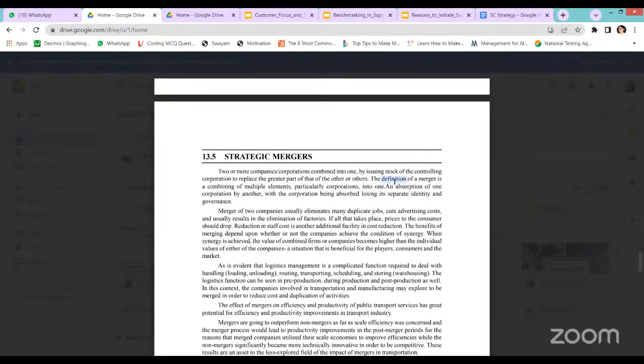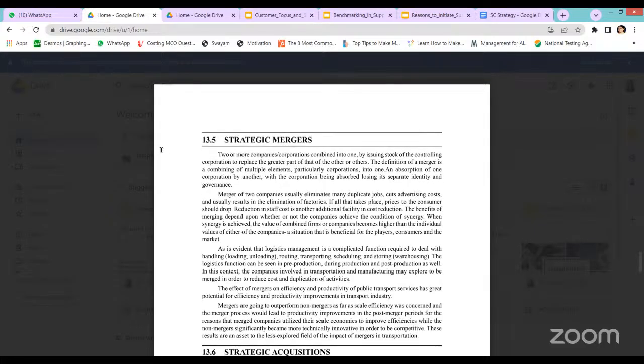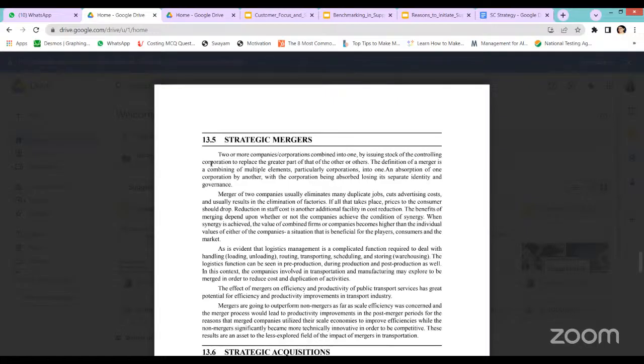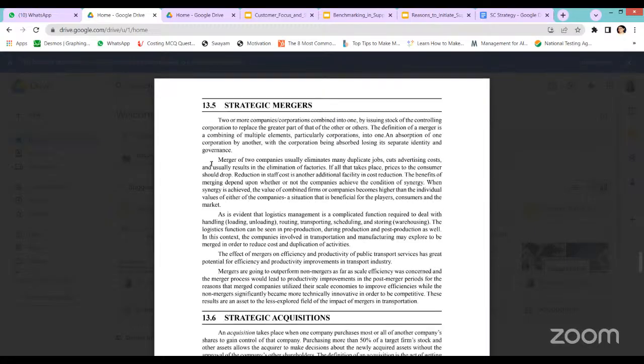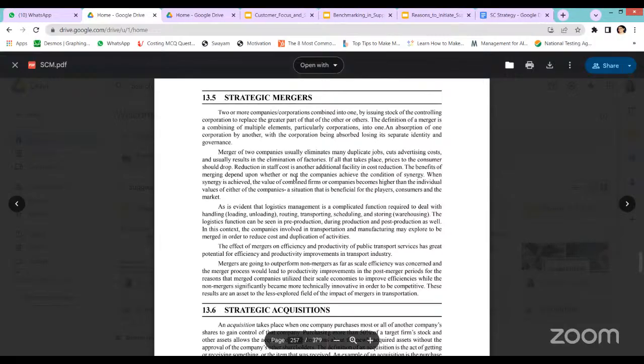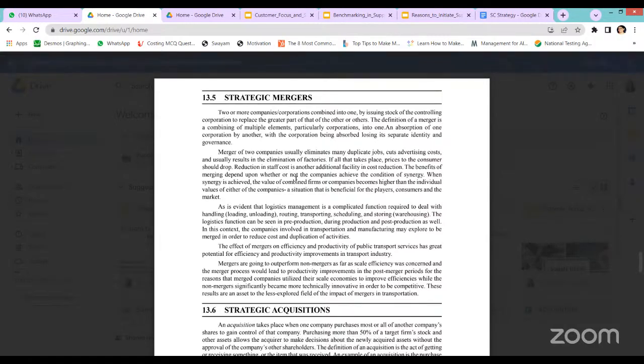Right? Coming to the strategic merger, what is it? Here, the two companies combine to form a single entity. In an alliance, they remain individual entities but share their resources. Here, they merge and form a single entity in order to enjoy economies of scale and market power and also get the strategic advantage.